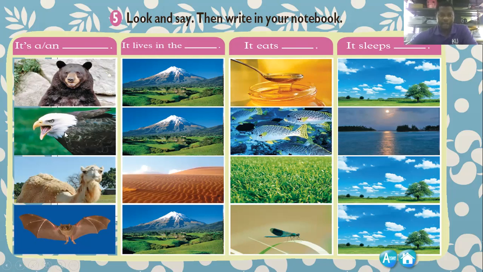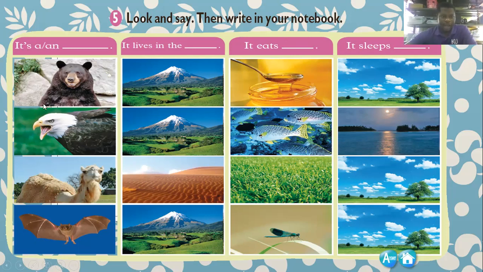Okay, next, eagle. This is the eagle. It's an eagle. It lives in the mountains. It eats fish. It sleeps during the night. One more time. Repeat after me. It's an eagle. It lives in the mountain. It eats fish. It sleeps during the night. Okay.